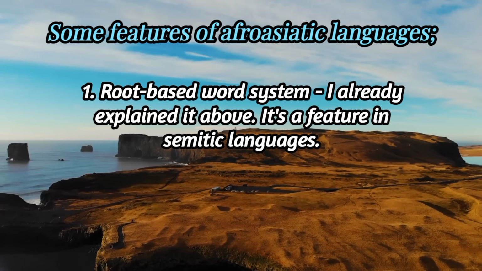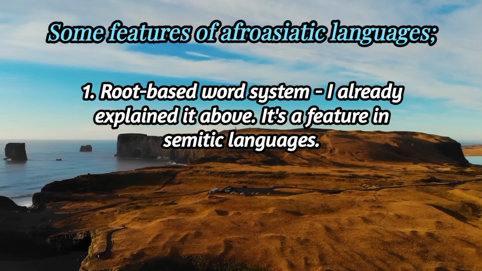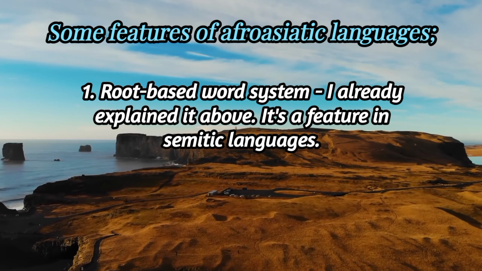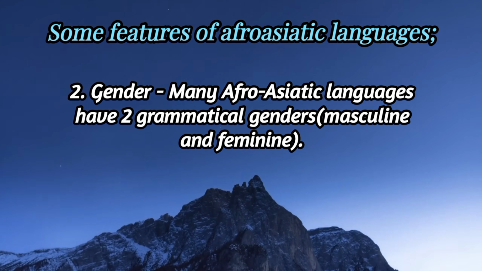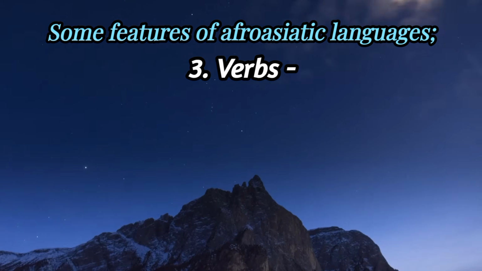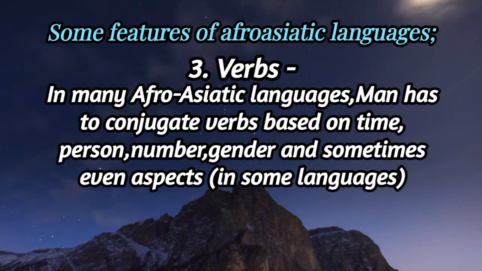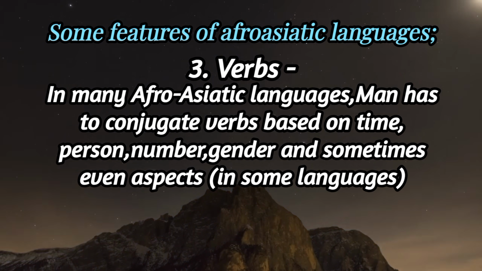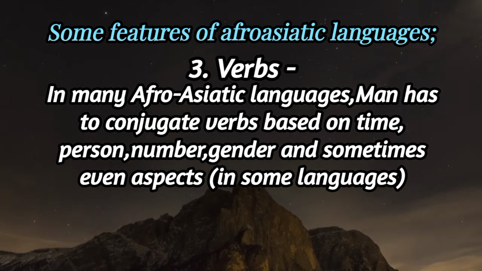And yeah, now let's look at some common features of Afro-Asiatic languages, although they differ a lot among the branches, but let's look at some common ones. Number one, root-based word system. I already explained it above. It's a super common feature in Semitic languages. Number two, genders. Now many Afro-Asiatic languages have grammatical genders, mainly two, masculine and feminine. Number three, verb conjugation. Now in many Afro-Asiatic languages, you have to conjugate verbs based on time, person, number, gender, and sometimes even aspects in some languages.